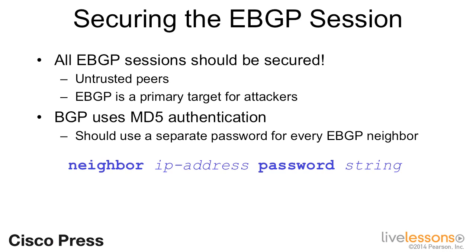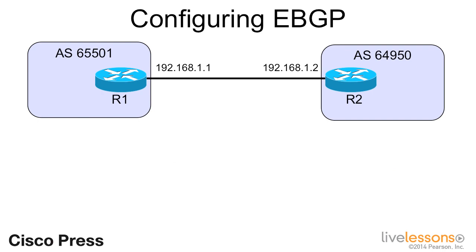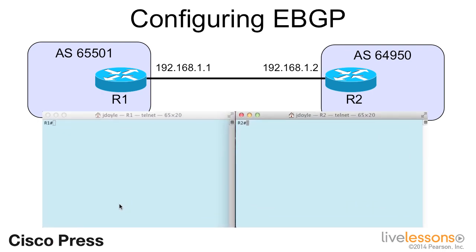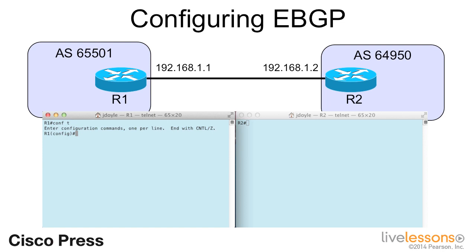MD5 authentication is configured for a neighbor with the neighbor password statement. So let's secure the sessions that we configured in the last example. We'll start here at router 1. So go into configuration mode, and we get back to our BGP configuration.